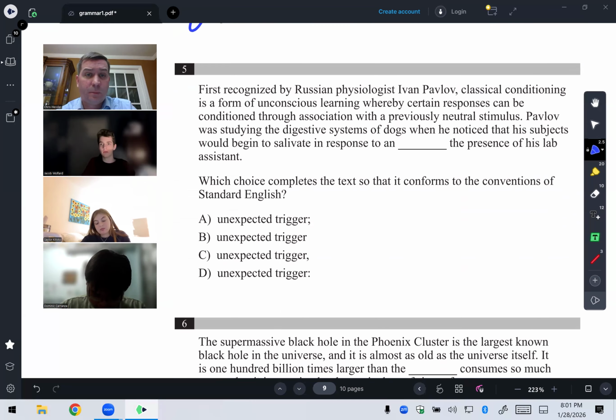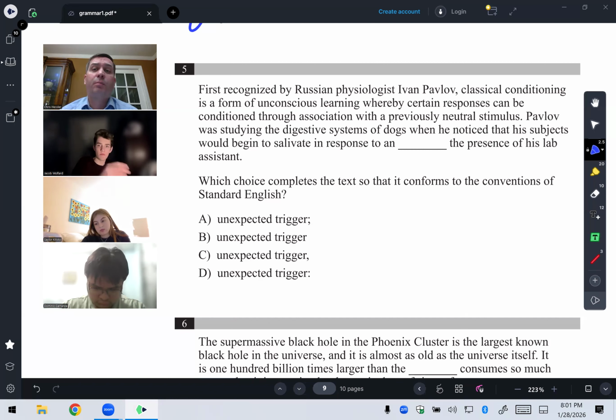Let's look at number five. I know they're testing me on punctuation because all of the answer choices, except for one, contain punctuation. So let's see if we need it or not and which type would fit here. Number five: first recognized by Russian physiologist Ivan Pavlov, classical conditioning is a form of unconscious learning whereby certain responses can be conditioned through association with a previously neutral stimulus. Pavlov was studying the digestive systems of dogs when he noticed that his subjects would begin to salivate in response to an unexpected trigger, the presence of his lab assistant.